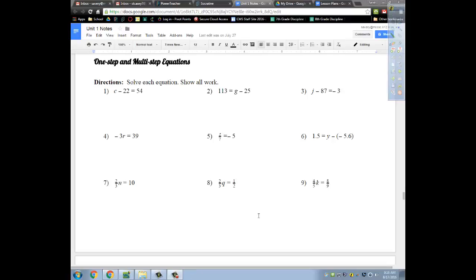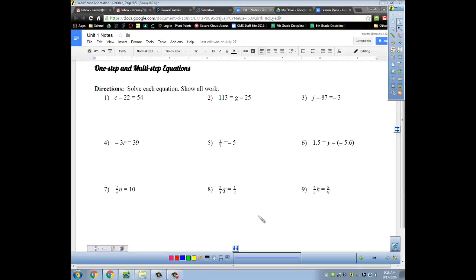Today I'm going over how to solve one-step and multi-step equations, which I know you have done before, so hopefully it'll be mainly review. Our goal here is to get the variable by itself, and we do that by doing the opposite of whatever operation is in the problem.